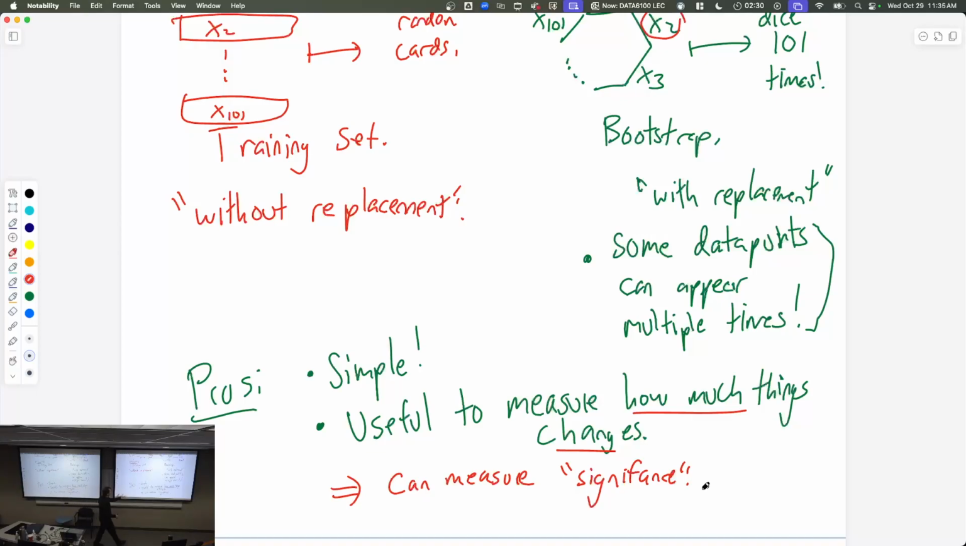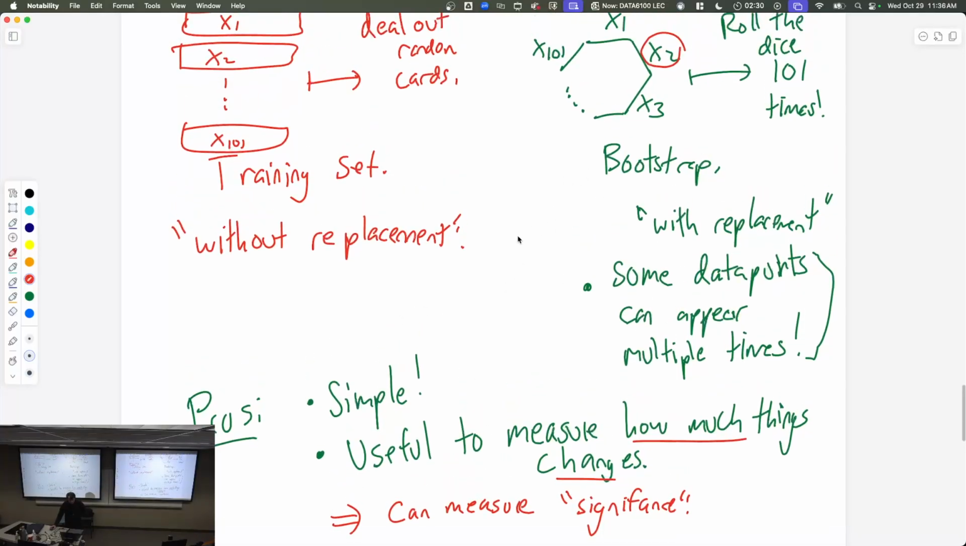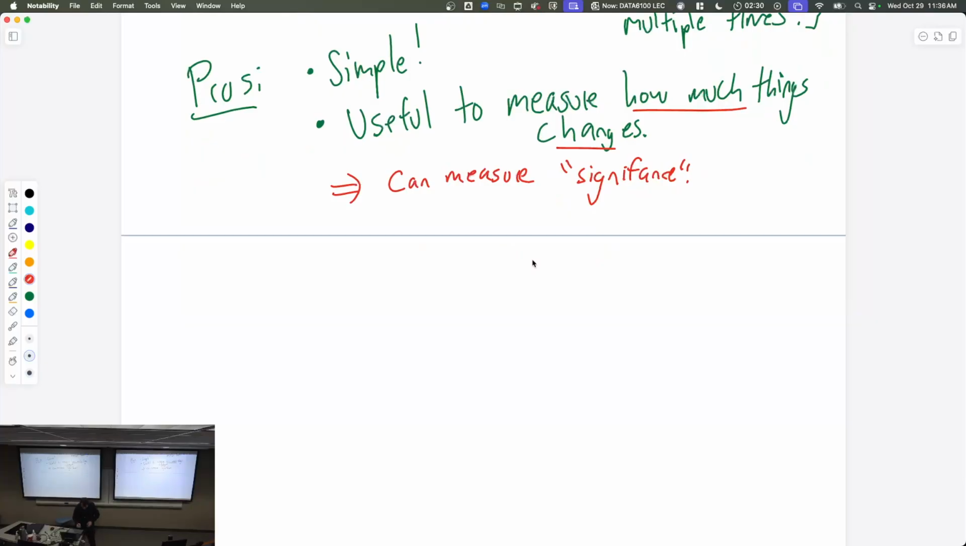And so if we run it again and we see the same thing no matter what, then maybe that's a sign that things are more significant. If we run it again and we got something very different, then maybe that's a sign that there's a lot of randomness. So that is what we were doing last class. And we ended with this fact.